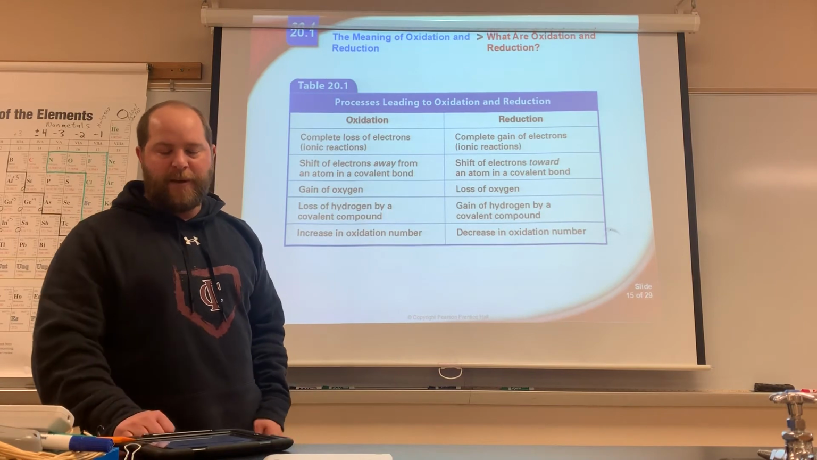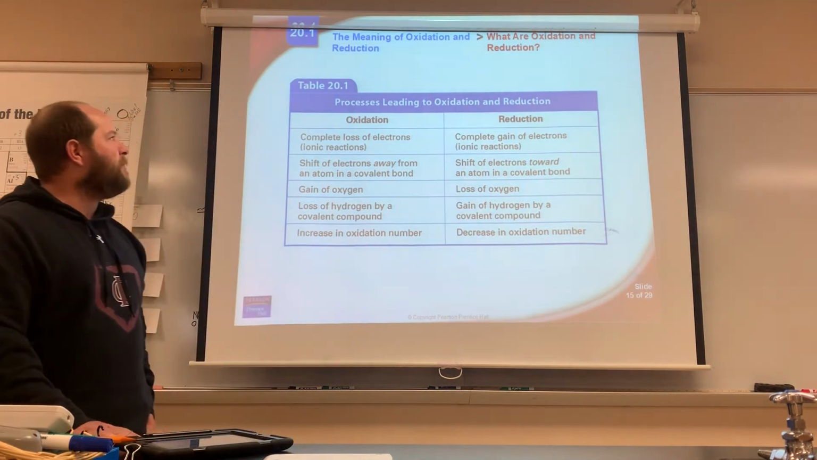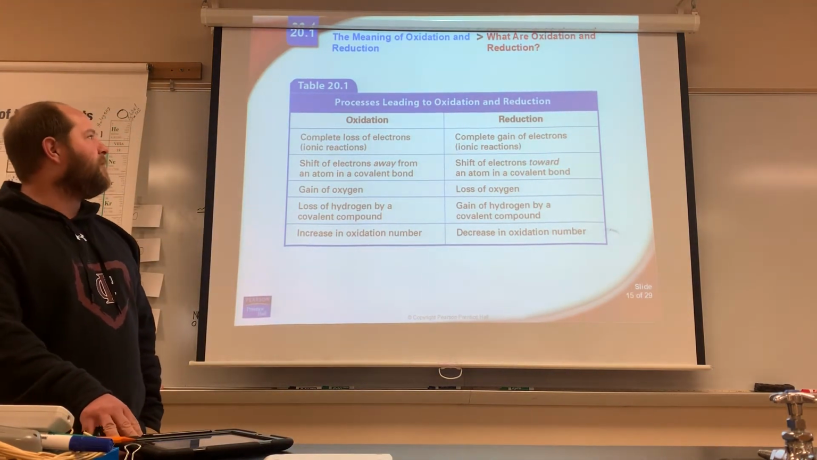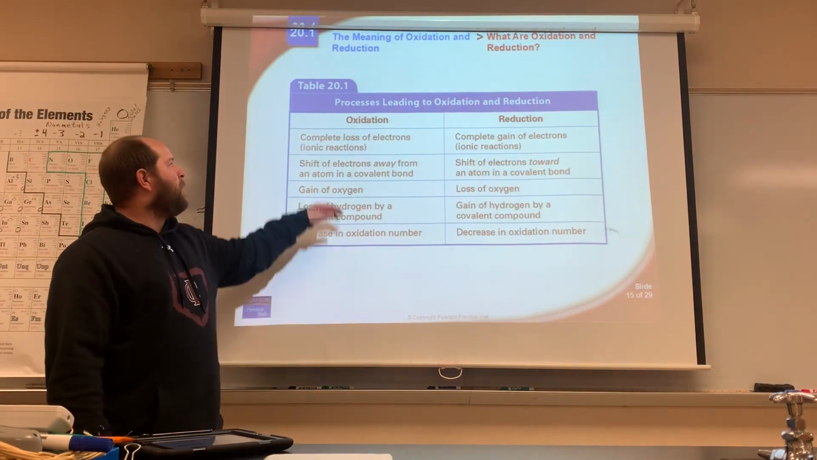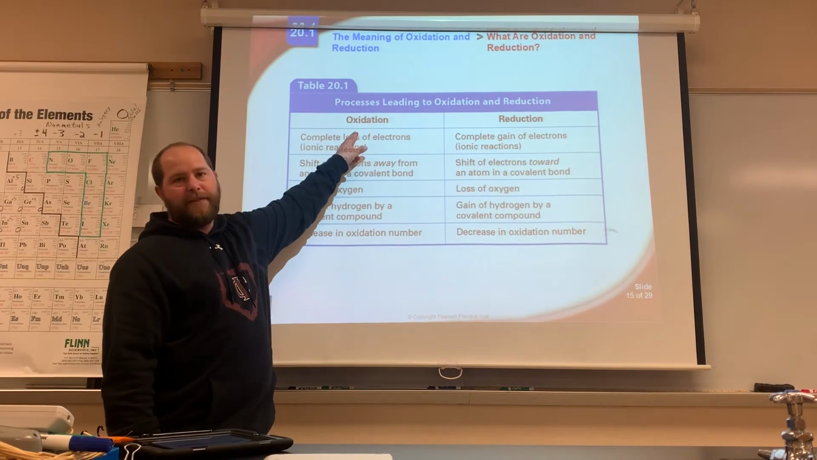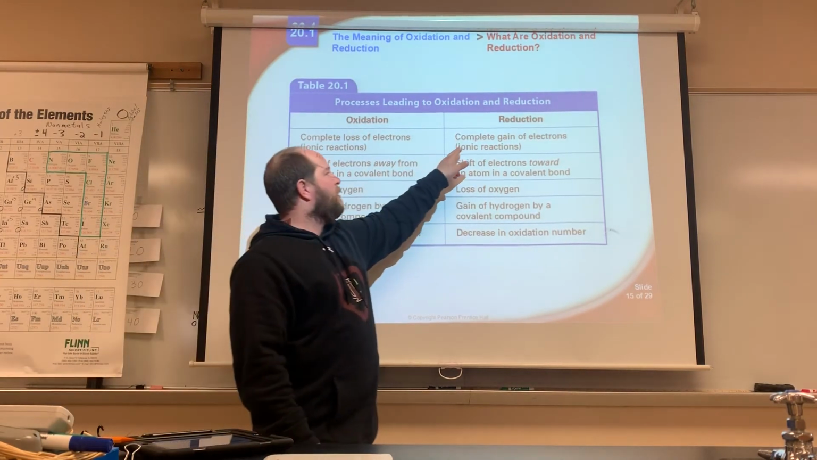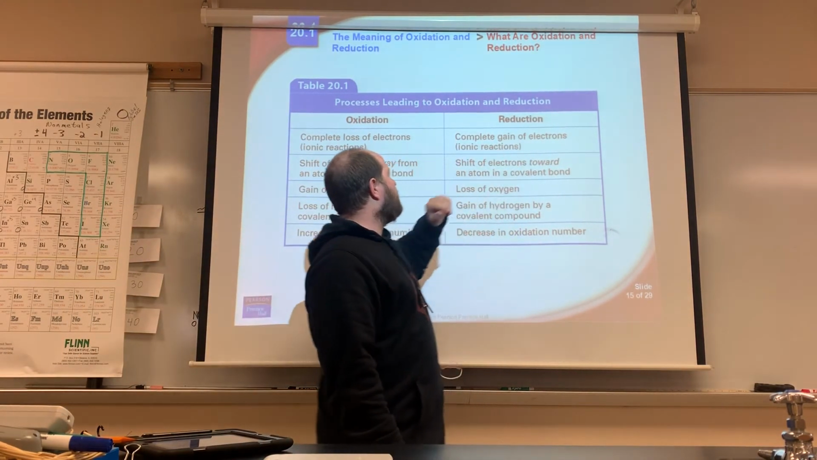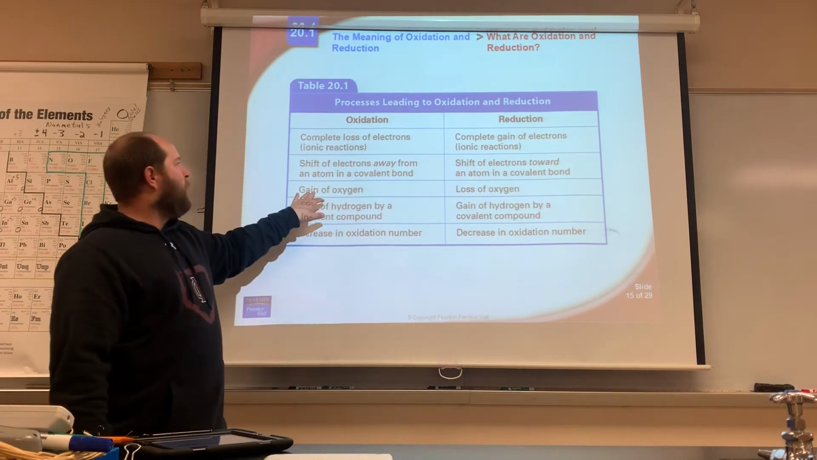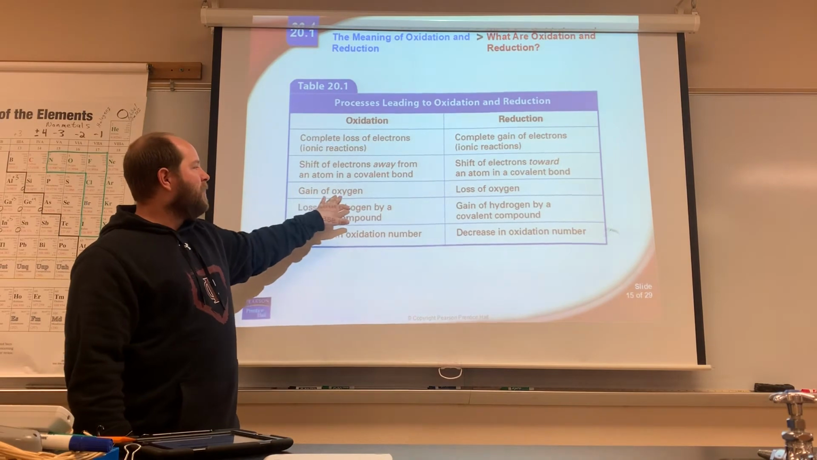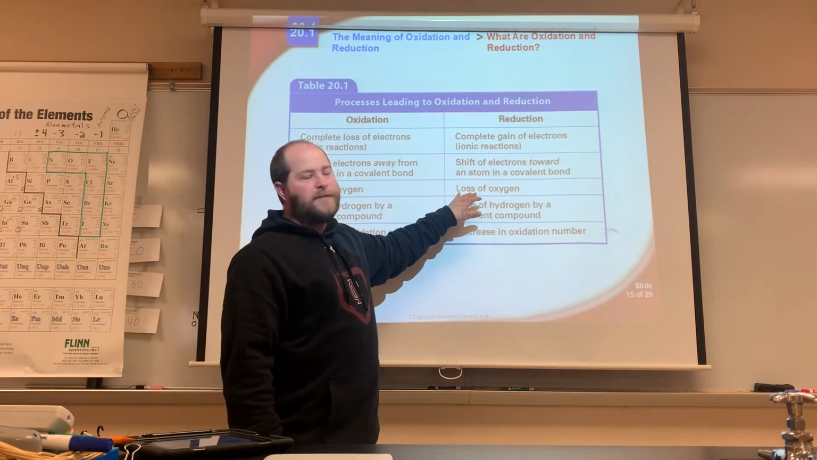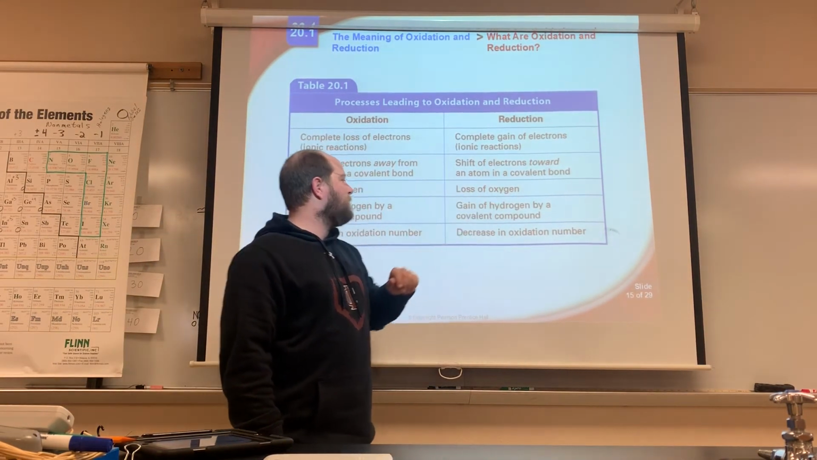Here's a nice table summary showing these different processes leading to oxidation and reduction. I'll highlight the big ones right here. The complete loss of electrons, we know that is oxidation. The complete gain of electrons, we know that's going to be reduction. If a substance is being oxidized, it's gaining oxygen. If a substance is being reduced, it's losing the oxygen.